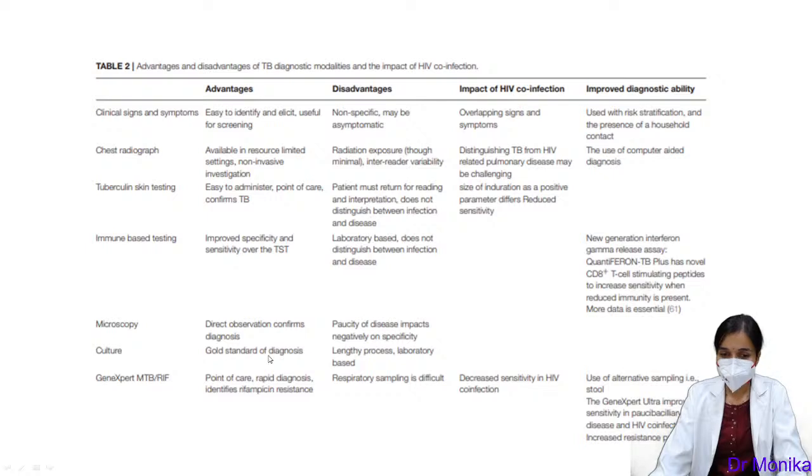In the case of culture, it is the gold standard for diagnosis. However, it is a lengthy process. Coming to nucleic acid amplification tests such as GeneXpert MTB, these are point-of-care tests with rapid diagnosis, and they also identify rifampicin resistance. The only disadvantage is that respiratory sampling is difficult, as we know, because of the atypical presentation seen in the HIV-TB co-infected person.